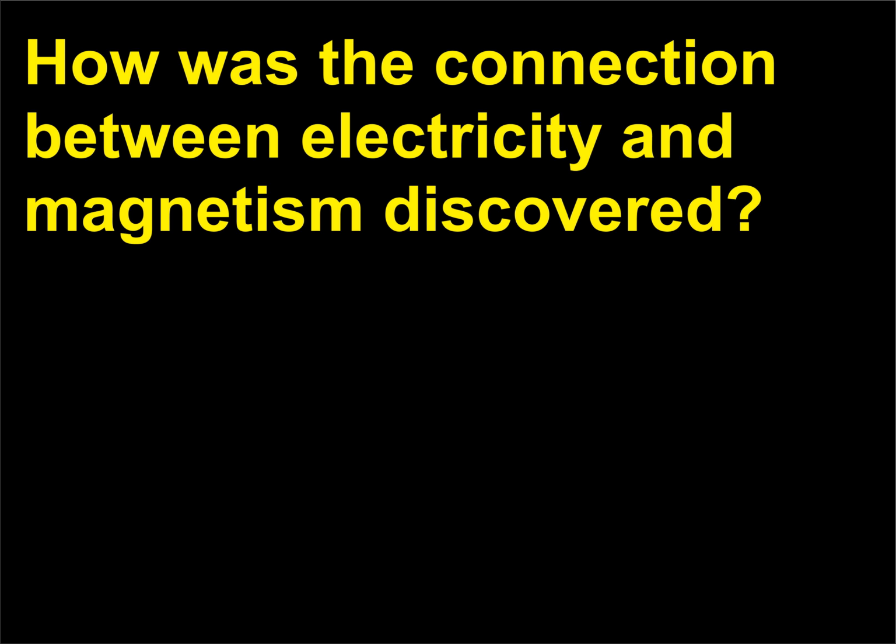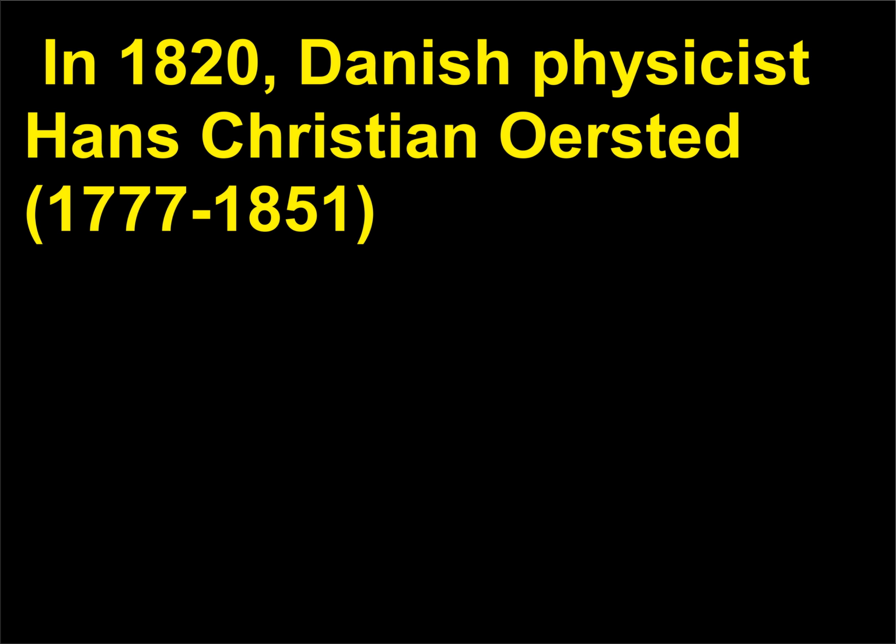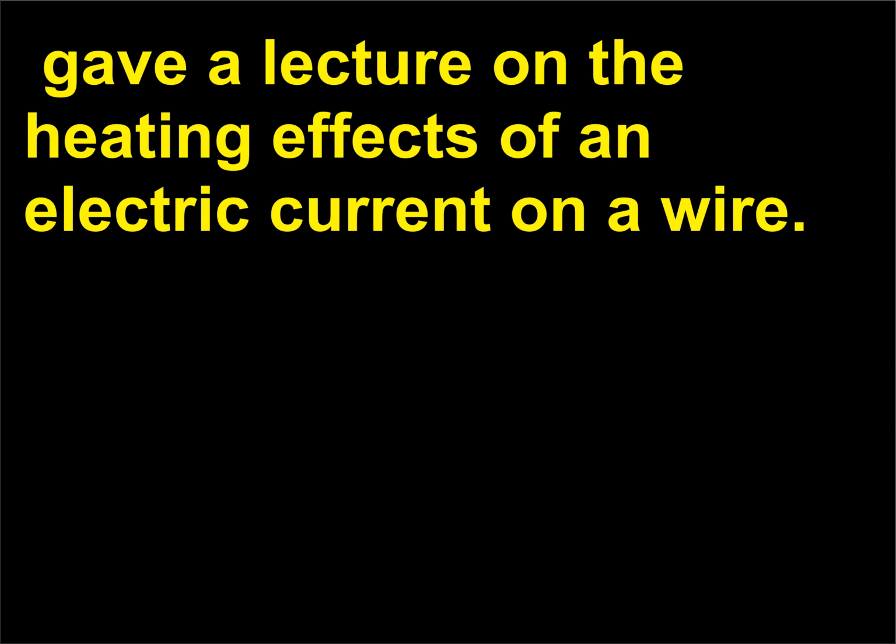How was the connection between electricity and magnetism discovered? The close connection between electric current and magnetic fields was discovered quite by accident. In 1820, Danish physicist Hans Christian Ørsted, 1777 to 1851, gave a lecture on the heating effects of an electric current on a wire.